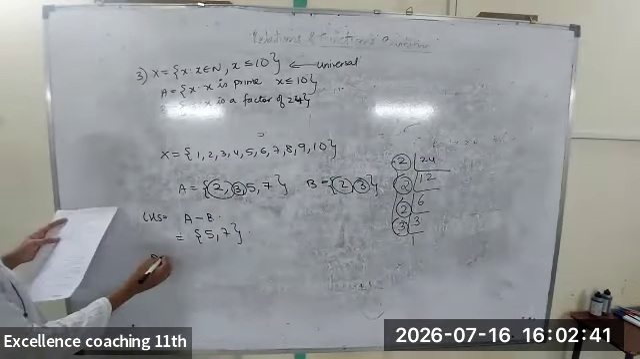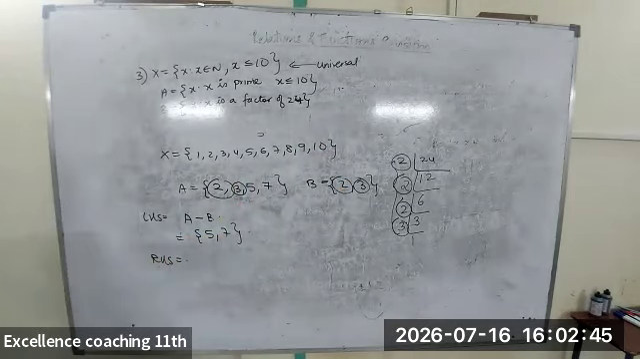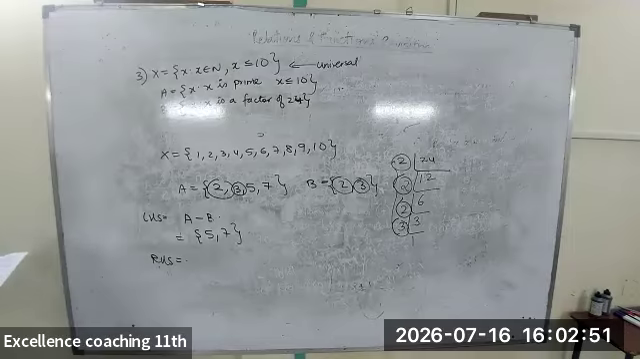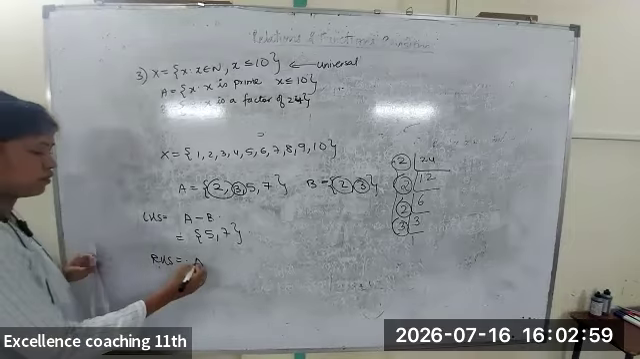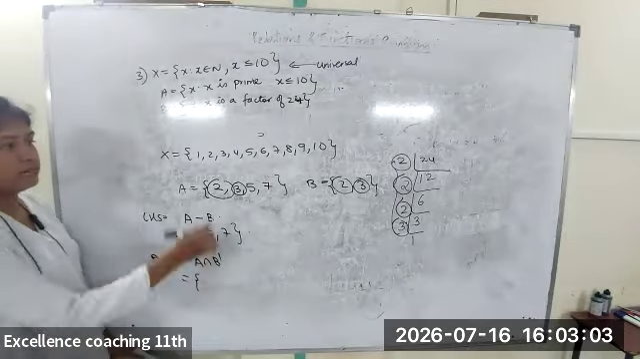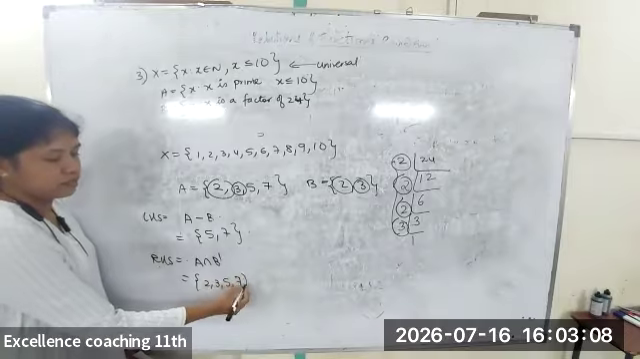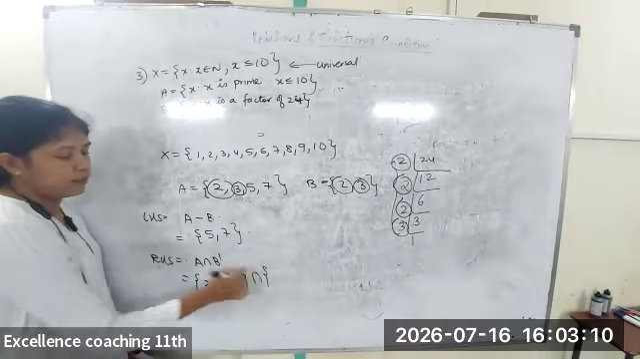And the right hand side. A is already given: 2, 3, 5, 7. And the common part with B complement.